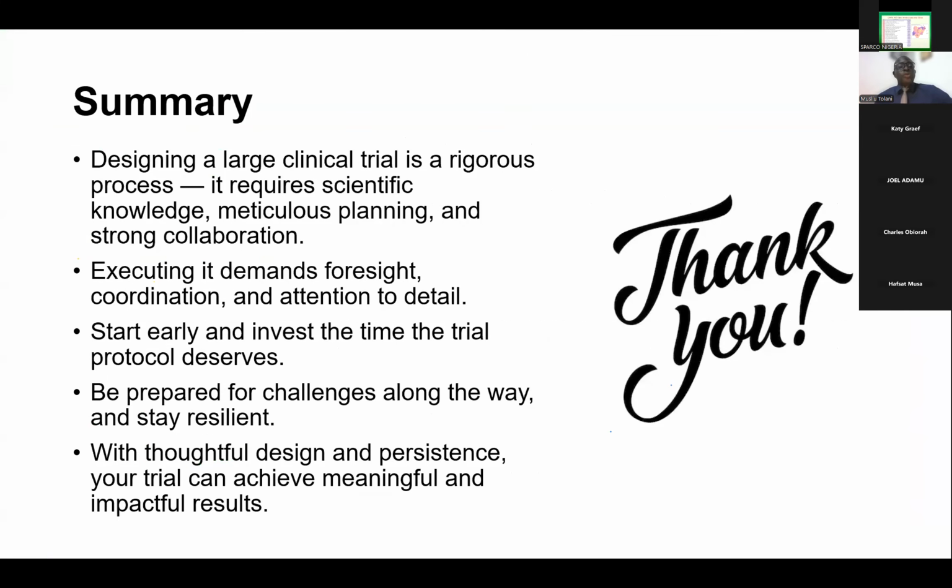So, in conclusion, designing a large clinical trial is rigorous. It requires knowledge, meticulous planning, and strong collaboration. Executing demands foresight, coordination, and attention to detail. It's important to start early and invest the time the trial protocol deserves. There might be challenges, but it's important to stay resilient because with thoughtful design, the trial can achieve meaningful and impactful results. Thank you very much.